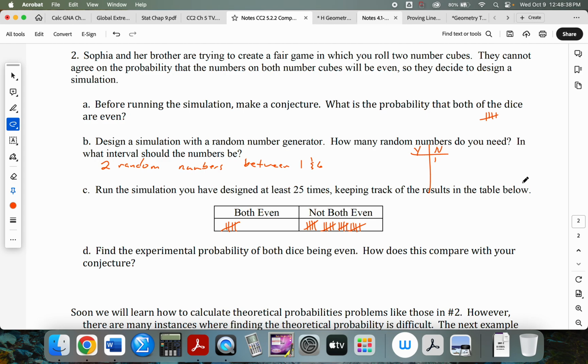That's like double. For my experiment, the probability of them both being even was 5 out of 25, which is 1/5.